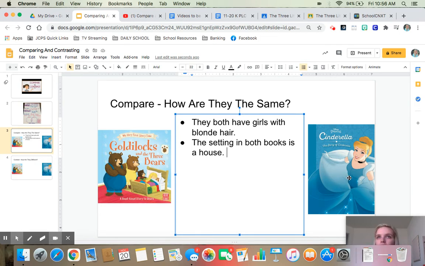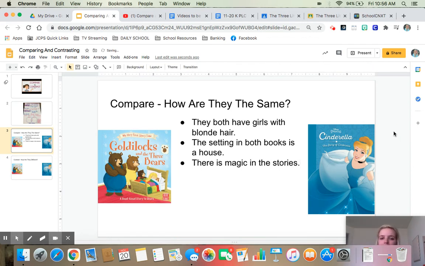Okay. Let's think if there is anything else the same. So, in both of these stories, there is a little bit of magic. Cinderella has magic when the fairy godmother turns her into a beautiful princess. And Goldilocks kind of has magic because bears can talk. Is that really something that can happen? No. So they must be using a little bit of magic to help those bears talk. So we're going to say, there is magic in the stories.